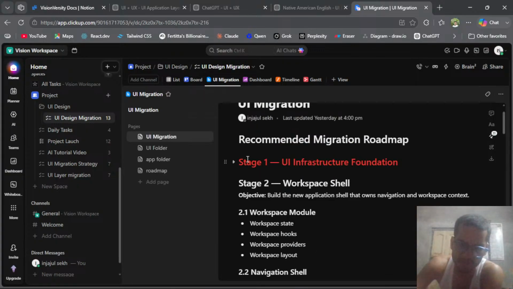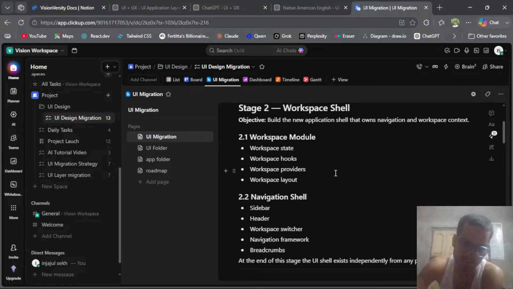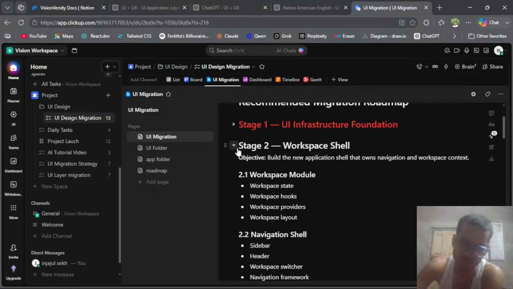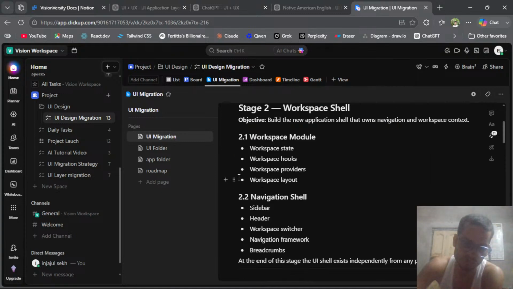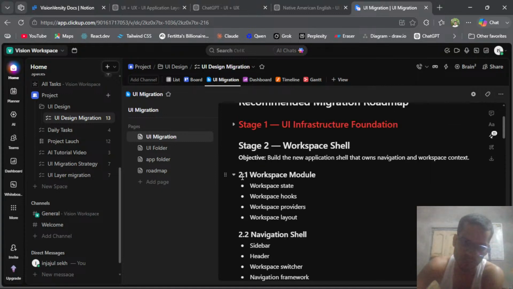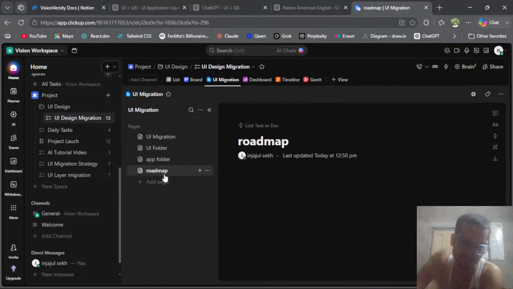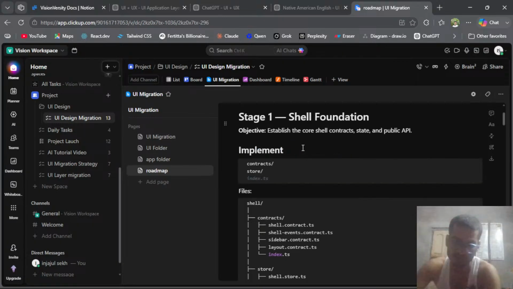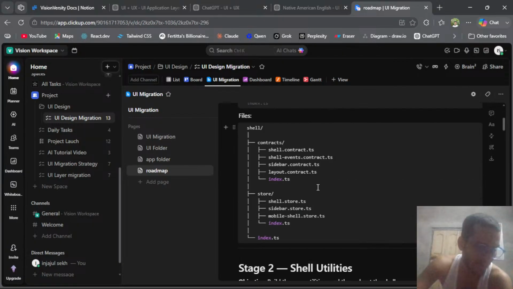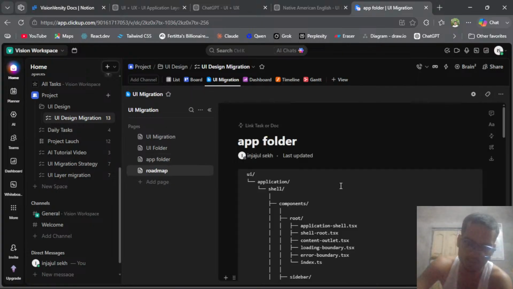So we have completed our first UI infrastructure foundation, and then we have stage two, and then we have these two parts. These two stages are workspace module and navigation cell. So this is the roadmap we have. These two are the foundation I have created, and the overall folder.